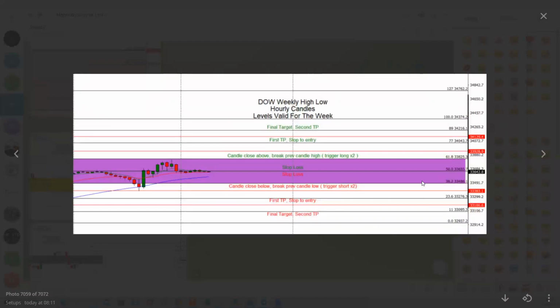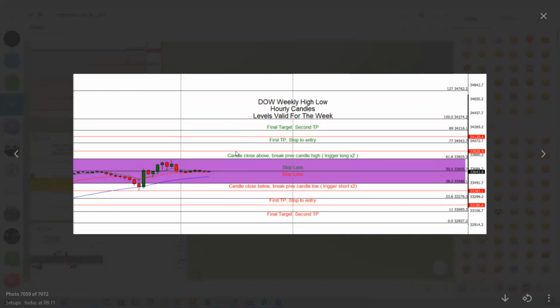On the Dow weekly high-low, currently between levels of 50 and 38.2. If you look at moving averages, 8 is slightly above 21, above 50. That's indicating trend is up. So what we're looking for now is a candle close above the 61.8, break previous candle high to aim for the 77 first TP, 89 second TP, and stop loss being at the 50.